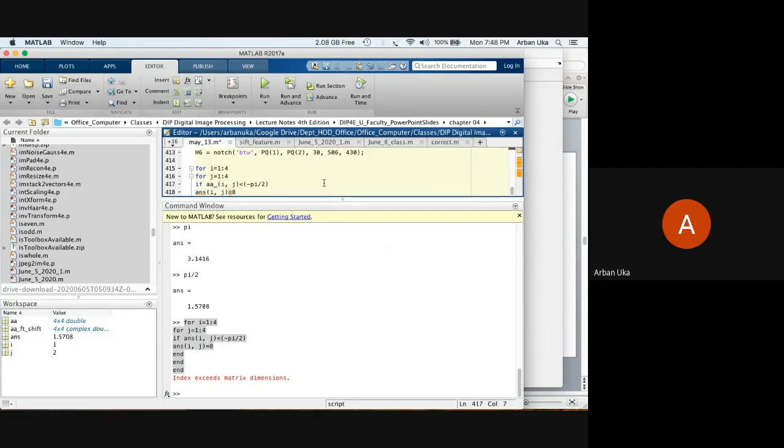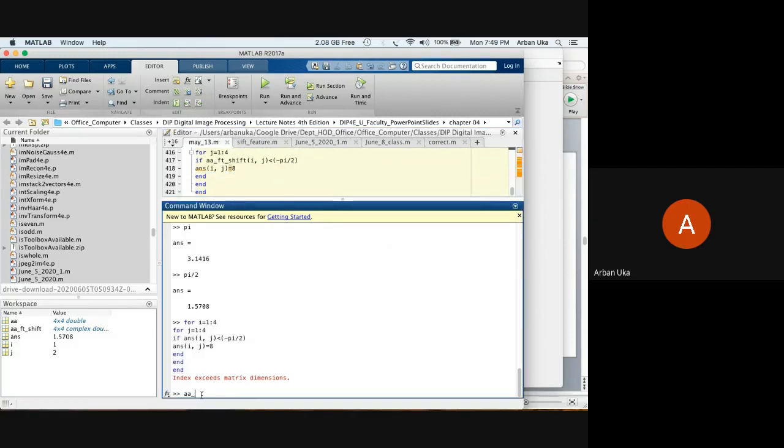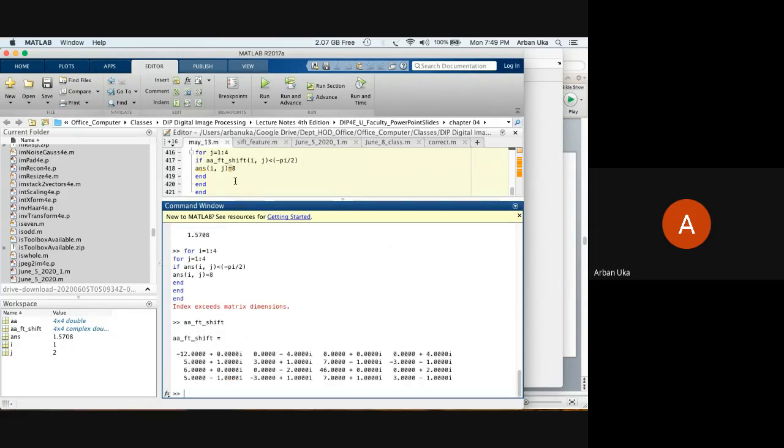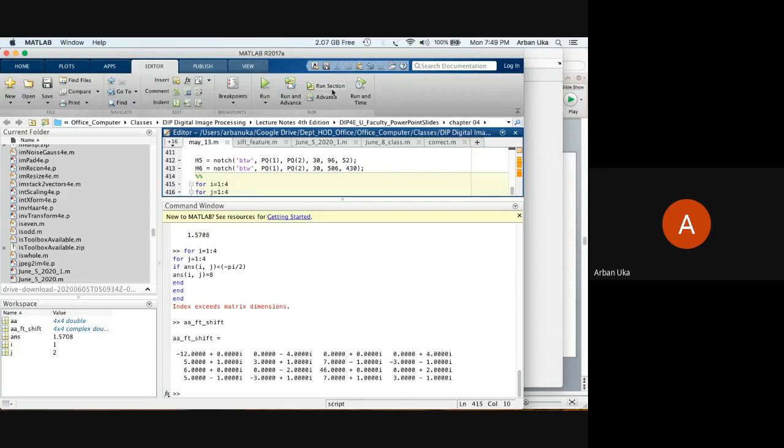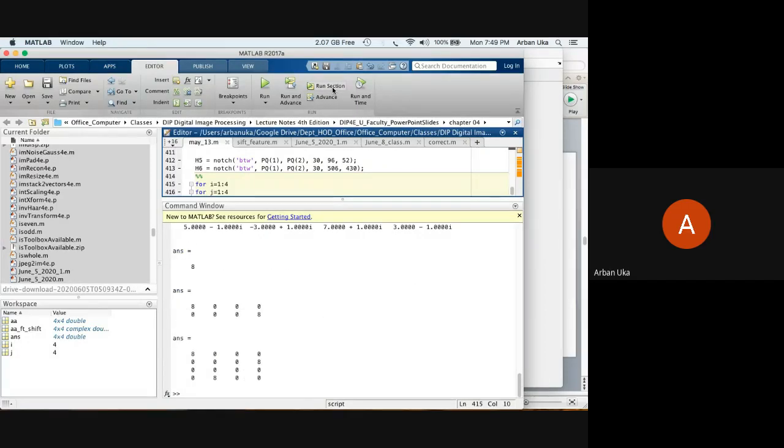Made a mistake. It should not be answer, but it should be AA. Fourier transform shift. AA Fourier transform shift. Here we have it. And for a moment, let's run also this section.